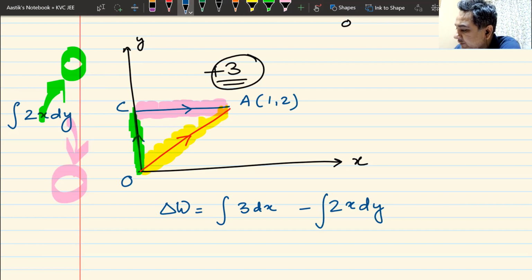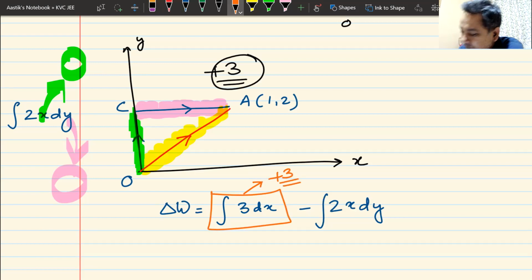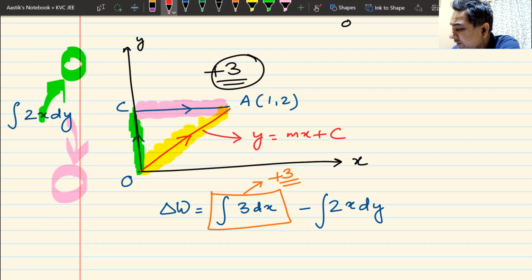Now, as you know, this integral will always be equal to +3. Yes or no? There is no problem with this integral. The only problem is with the second integral. Along the yellow path, y is also changing and x is also changing. So how do I do it? I'll have to find the equation of this straight line. I can write the equation as y is equal to mx plus c. It is passing through the origin, so the value of c becomes 0.